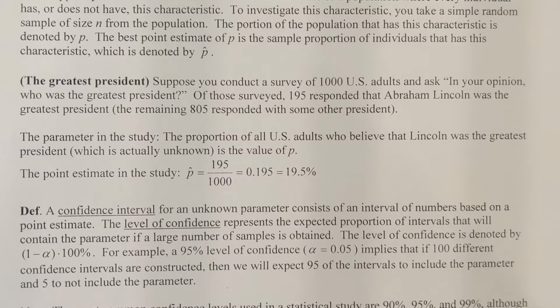Okay. Now suppose that we wanted to know the parameter and the point estimate in the study. The parameter would be the proportion of all U.S. adults who believe that Lincoln was the greatest president, which is actually something that we will never know. Okay, there's no way to survey everybody who has ever lived and ask them this question: who is the greatest president in the United States? So we will never know that true percentage, which is the parameter.